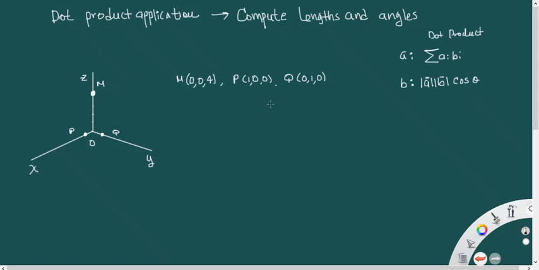Welcome back. Let's move on with our subject. Let's do some dot product applications.